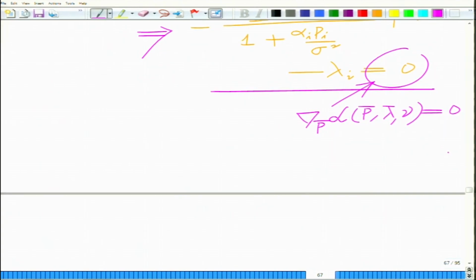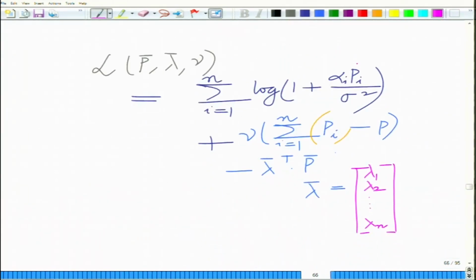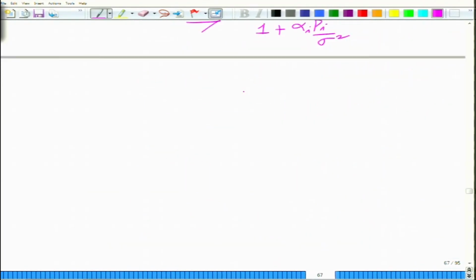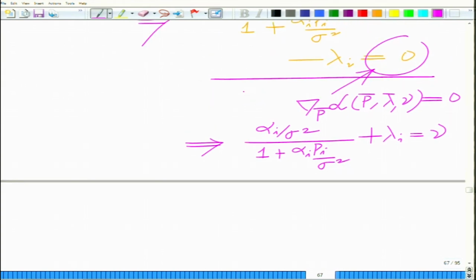And this implies that alpha_i divided by sigma square by 1 plus alpha_i P_i divided by sigma square, plus lambda_i, equals nu. There has to be a minus sign in the objective function, because we are minimizing the negative of the objective function, that is, minimizing the negative of the logarithm, which is a convex objective function.